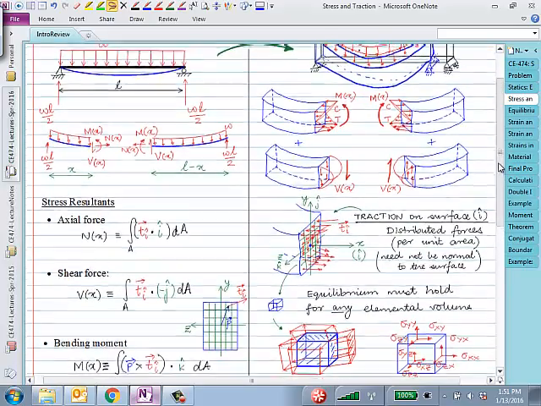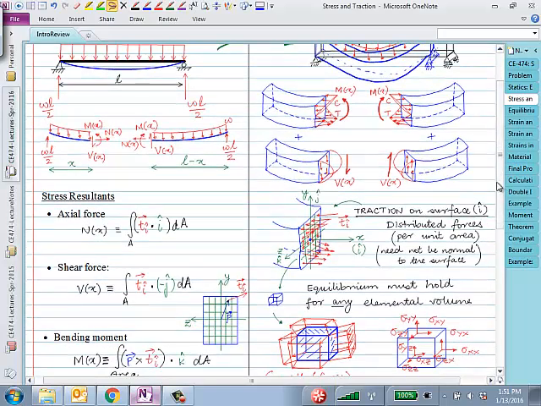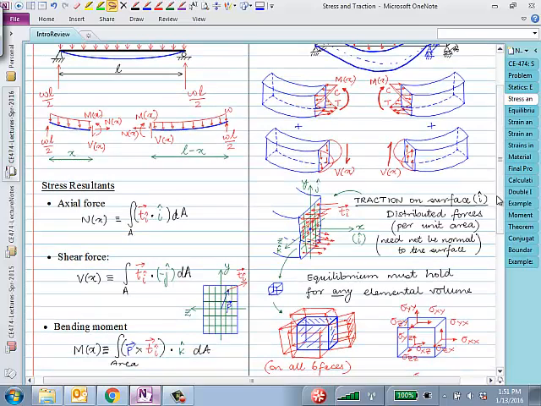All we are trying to do here is to understand where these equilibrium conditions, these equilibrium equations, come from. We will express equilibrium equations in terms of axial force, shear force, and bending moment. But in order to understand where these things come from, we talked about free body diagrams of parts of the beam.